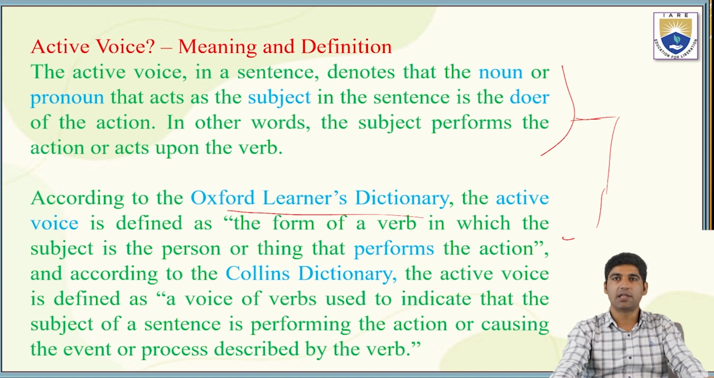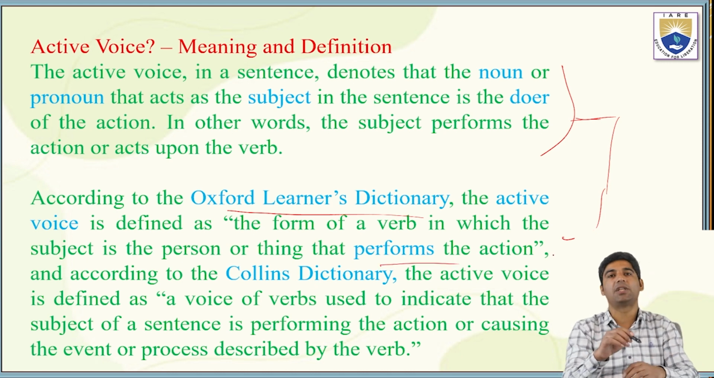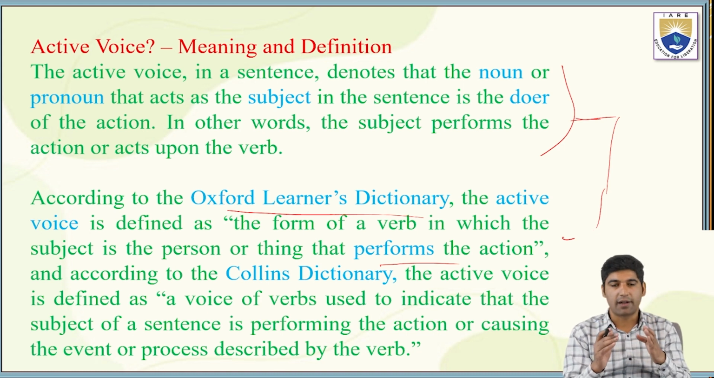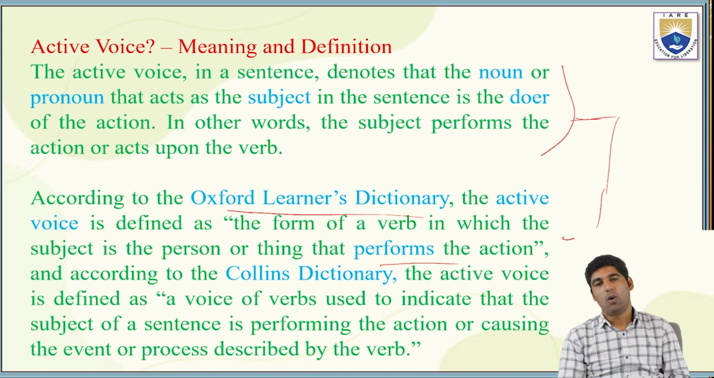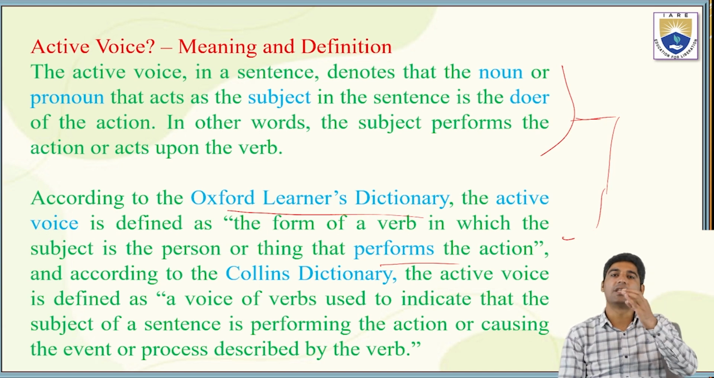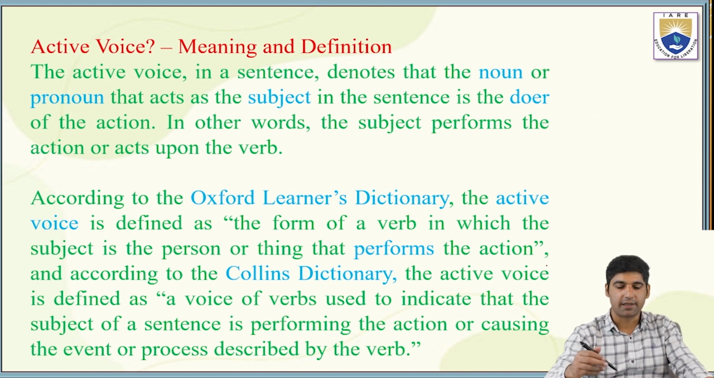So Oxford Learner's Dictionary says active voice is the form of verb in which the subject is the person or thing that performs the action. Where a person or a thing which is the subject of a sentence is the doer of action, it performs the action. This is what Oxford Learner's Dictionary says about the subject.